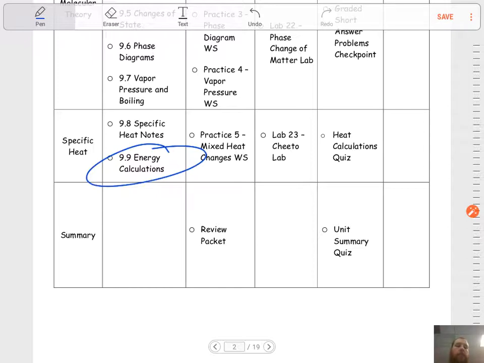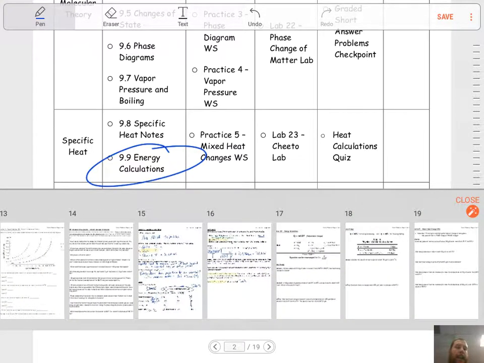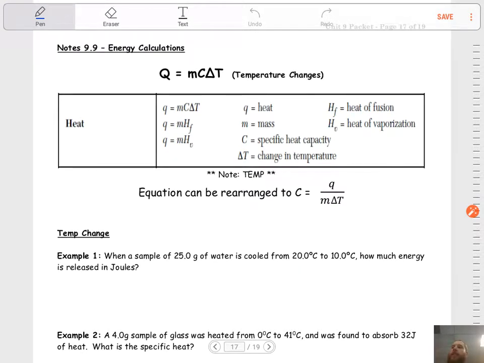Now I will say this will probably be a little bit longer of a video because I'm going to work through several problems. So if you get it early on and want to work all the problems and skip ahead to check the answers, go ahead and do it. Otherwise, you can feel free to pause and fast forward as needed because I'm going to work these out, so it's going to take a little bit longer, just to let you know ahead of time. So jump to page 17, 9.9, energy calculations.